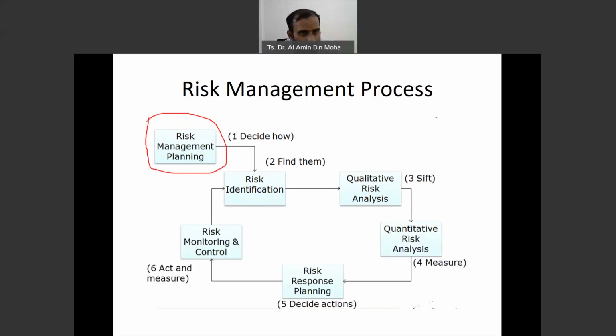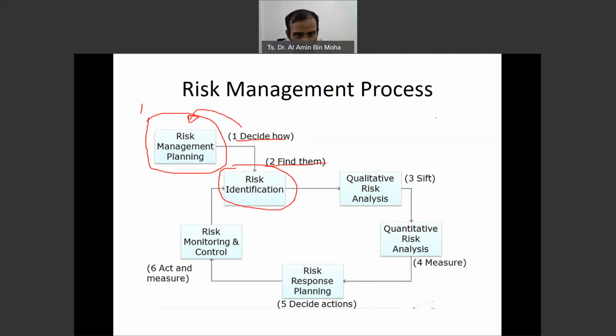Okay, number one, you decide how to plan the risk management. And then you need to identify the risk. Let's say you have a project, so you need to plan and then identify what kind of risk may be associated with your project or in any activities that you are going to perform. So we decide using the risk management planning. We need to find them, which is the risk identification.